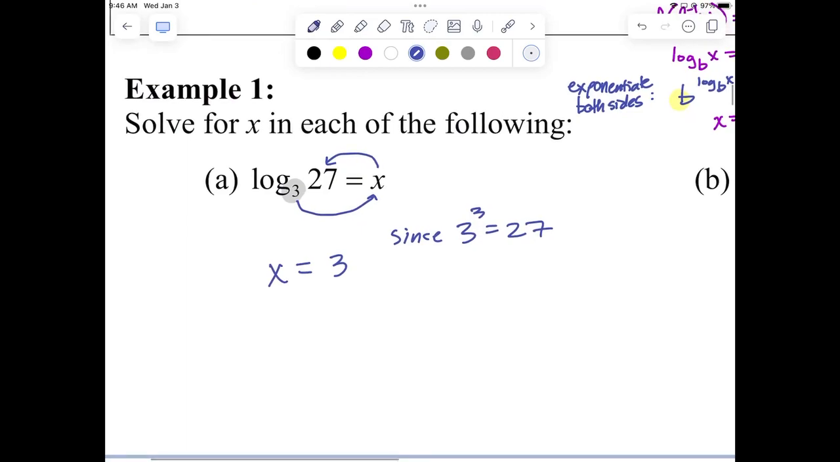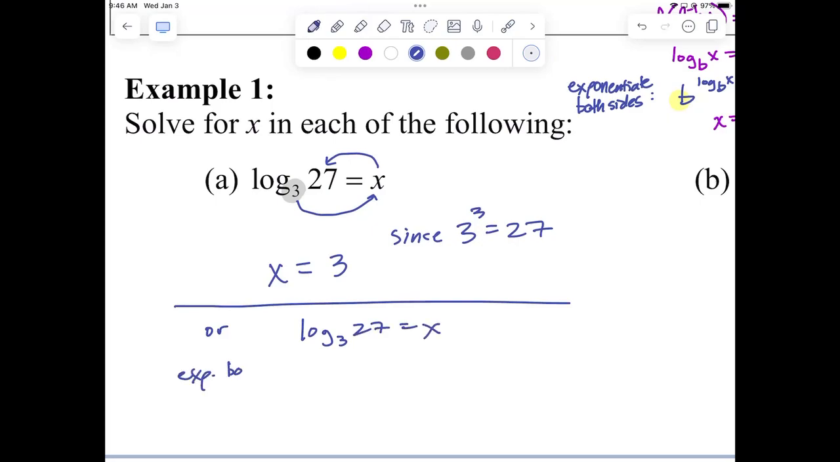That's your number. Because 3 to the 3rd power is 27. Now, if you wanted to, here's the other way you could do it. You could do it kind of algebraically, as we mentioned above. You can actually exponentiate both sides. Here's what that would look like. You would have 3 to the log base 3 of 27 equals 3 to the x.